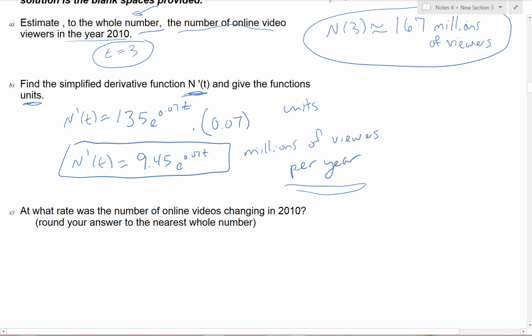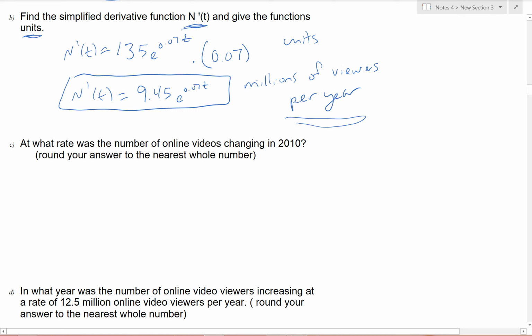The next question is then asking you to use it. Once you find your derivative, now we're going to use it. At what rate was it changing in 2010, which remember is 3 years after 2007, so we use 3? Round your answer to the whole number. It's just taking that derivative equation and plugging 3 into it.